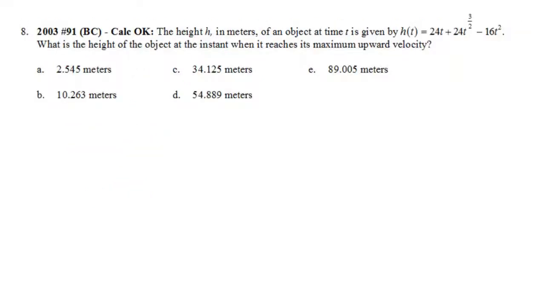Okay, number 8, this is a calculator problem. And for this one, it wants to know what is the height of the object at the instant. So this is going to be talking about your time t when it reaches the maximum upward velocity. So notice it says upward velocity, and we've got the height. So this is our position upwards.